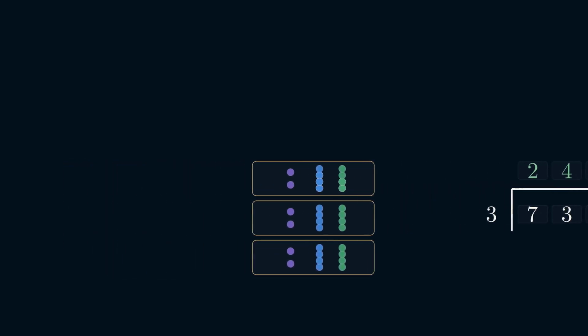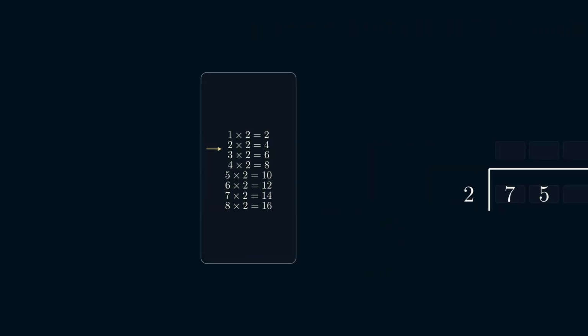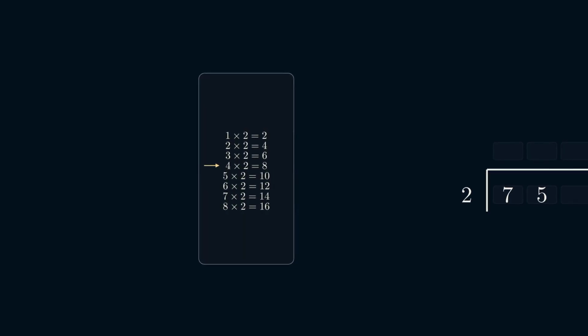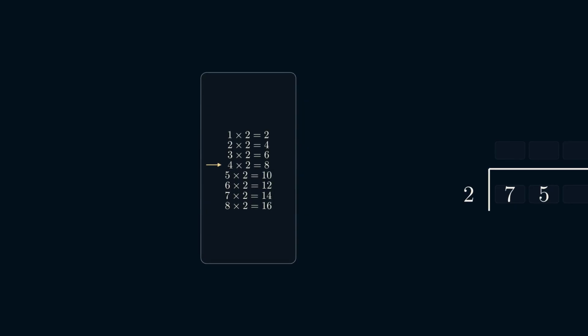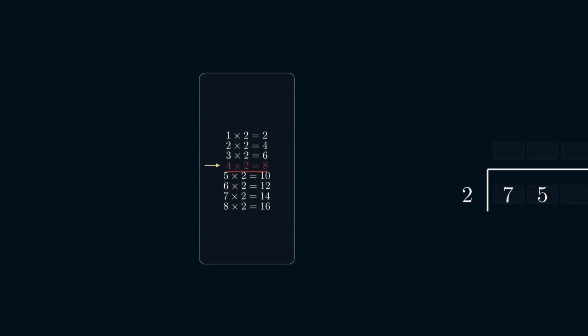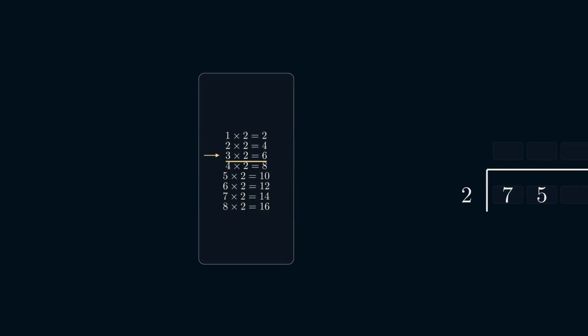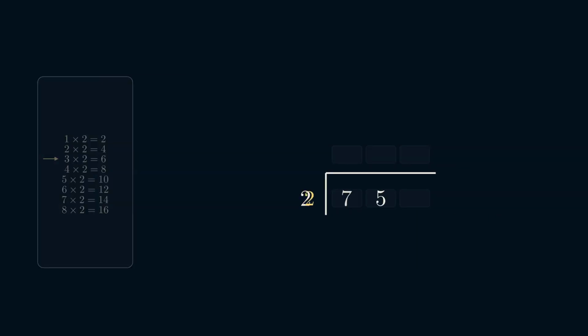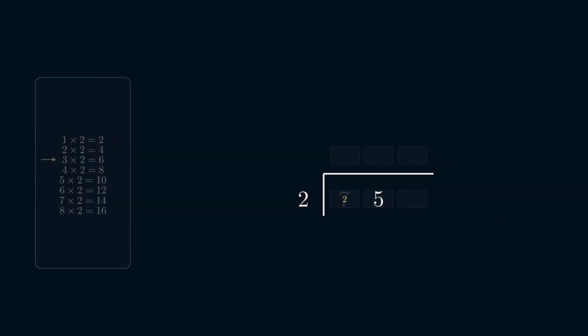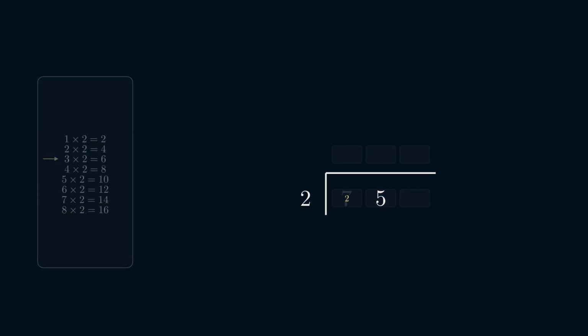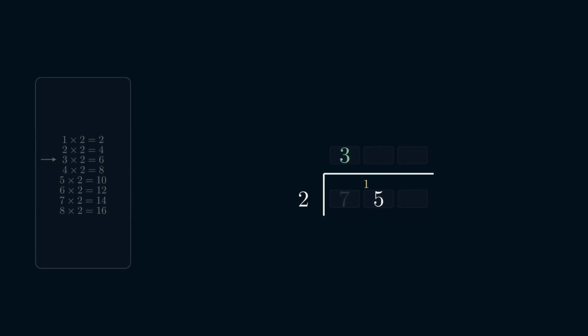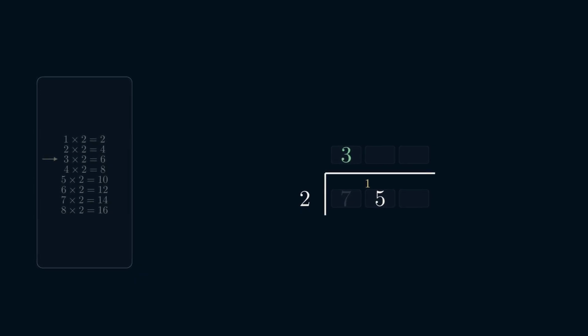Now let us catch a common trap. 75 divided by 2. The times table for 2 appears on its own. For 7, we scan carefully. 2 times 1, 2 times 2, 2 times 3. 2 times 4 is 8, and that is too far. So we use 2 times 3, which gives 6. 2 fits into 7 3 times, with 1 left over. The 3 rises into the quotient line. The remainder 1 sits at the top left of the 5.